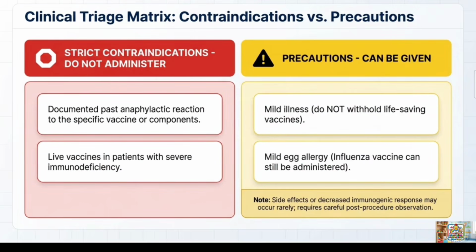Clinical triage matrix: contraindications versus precautions. Strict contraindications should not be confused with precautions. Contraindications are where you should not administer the vaccine, like a documented past anaphylactic reaction to the specific vaccine or component. It should be documented. And live vaccines should not be given to patients with severe immunodeficiency.